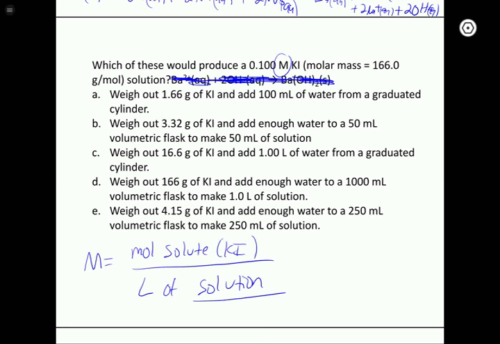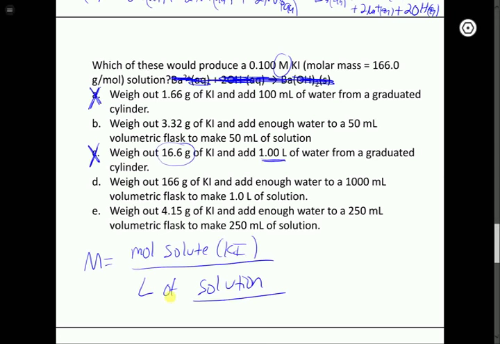So the point I'm trying to make here is some of our answer choices we can eliminate right away, because in choice A, we're taking some amount of KI, but we're adding just 100 milliliters of water from a graduated cylinder. And if we're going to make a solution with a specific molarity, we need to make sure that our solution volume is a known amount. And then the same with choice C. In choice C, we're taking 0.1 moles of solute, but we're just dissolving it in 1 liter of water, not making 1 liter of solution. So it's a very minor and very subtle distinction, but it is an important one.